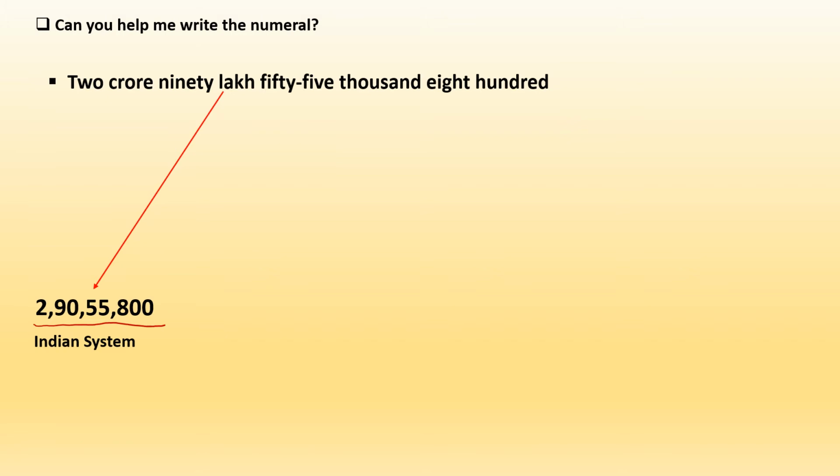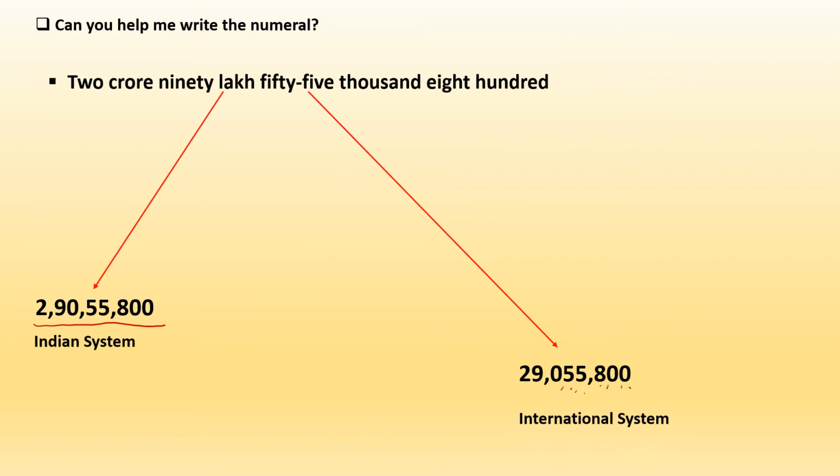So how can you write this particular number in the international number system? You can just pause the video and try to write it. Okay. Let us see how to write. What did I do here? The same way, I start to count from the right. I count 3 digits, then I put a comma. Then again I count 3 digits, I put my second comma. So this method of representing the number is called the international system.